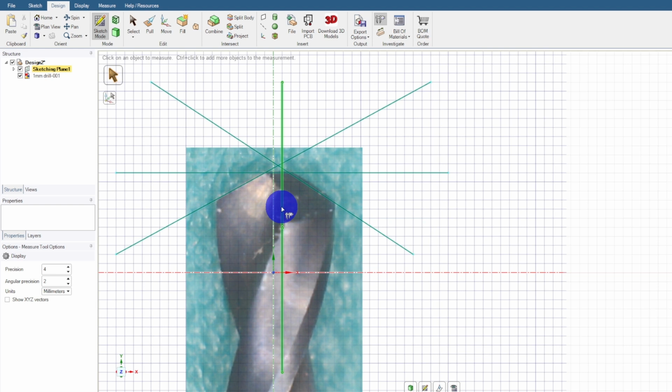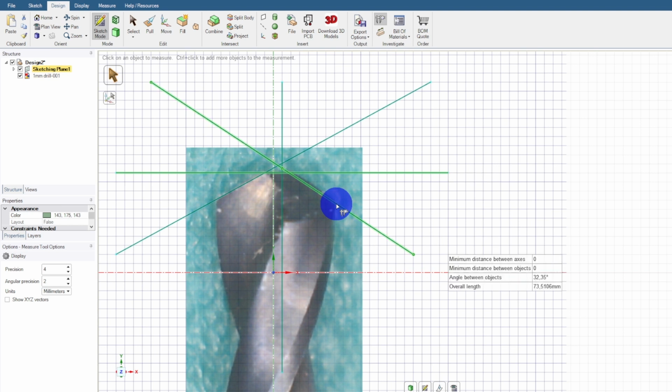So I'm going to hit E, brings up the caliper, and I'm going to measure the angles. So this we suspect is a 30-degree drill bit. I'm going to select the x-axis line, hold Control and select that line as well, and there we have 32 degrees. Okay, it depends how accurately one has laid the line across that cutting edge.